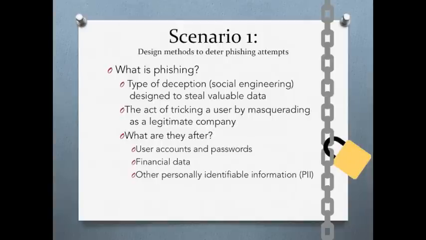So first of all, let's go ahead and talk about scenario 1. We talked about phishing. The idea is designing methods that will deter phishing attempts, but we don't really know what phishing is. So here's what phishing is. Basically, it's a deception mechanism. And what we mean by deception mechanism is a tool or a utility that uses people tricking people.